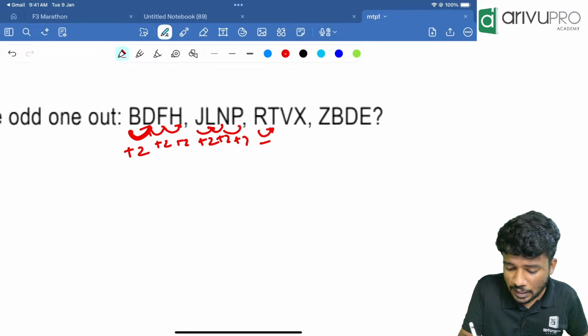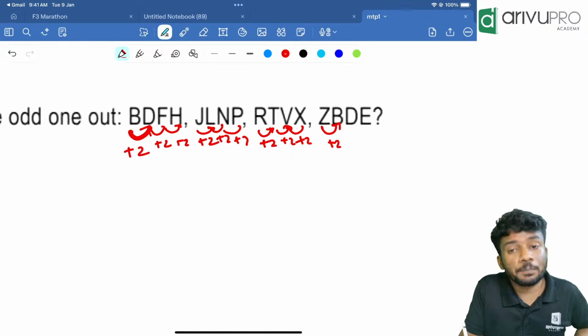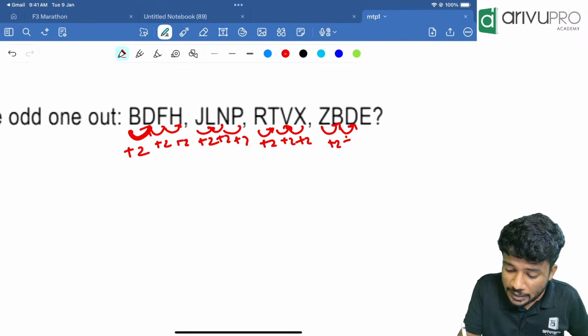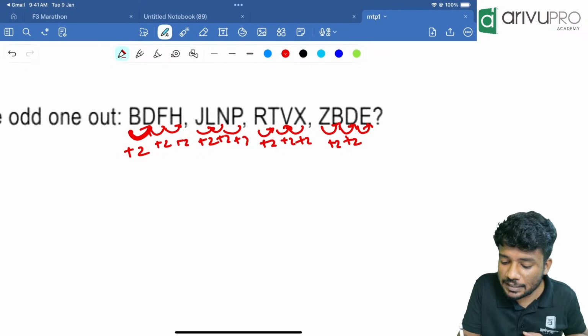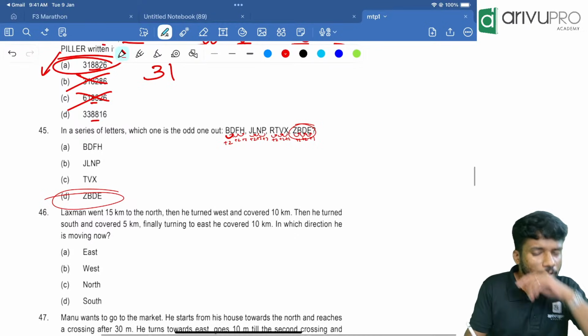R is becoming T, RST, plus 2. Plus 2. V, W, X, plus 2. Z is becoming B, AB, plus 2. Then B is becoming D, CD, plus 2. D is becoming E, DE. That is plus 1. So this is the odd one. Option D is your answer.